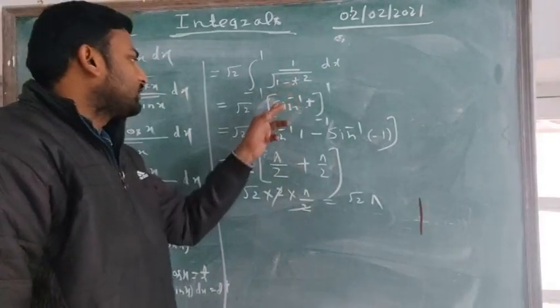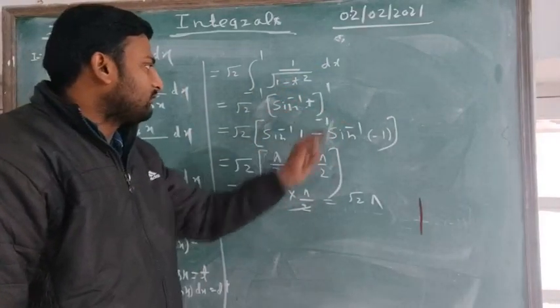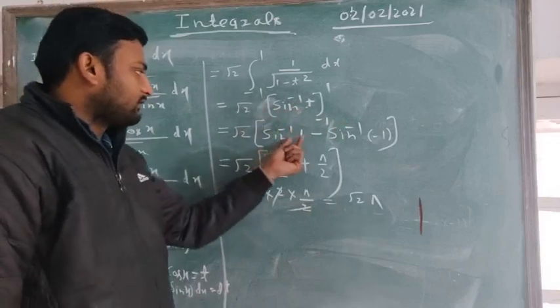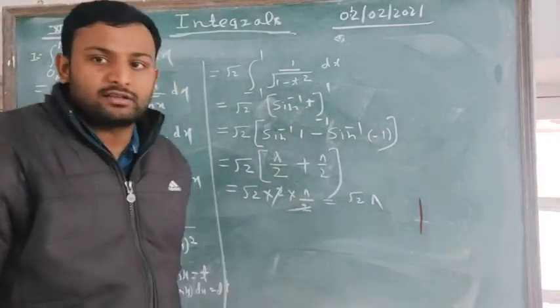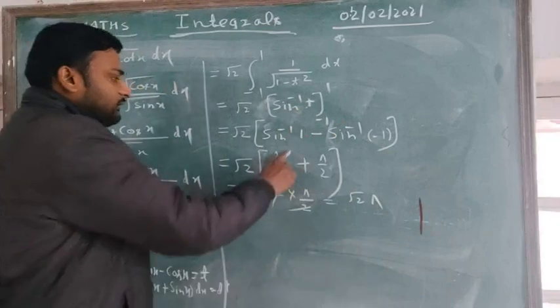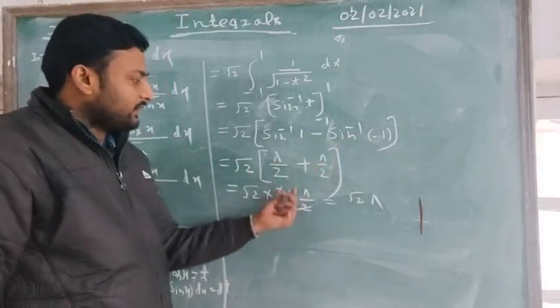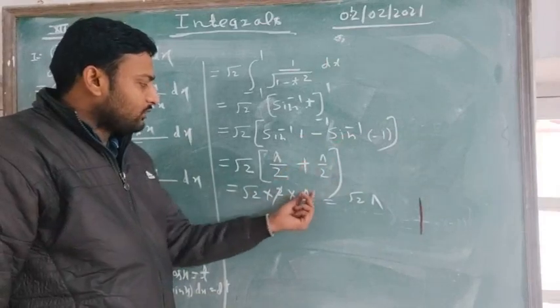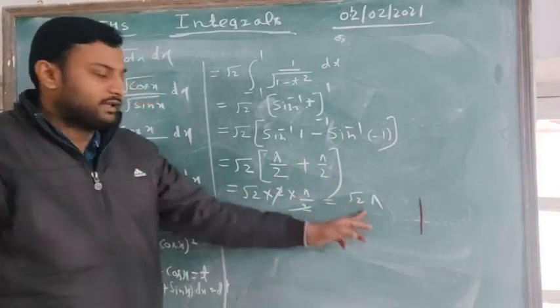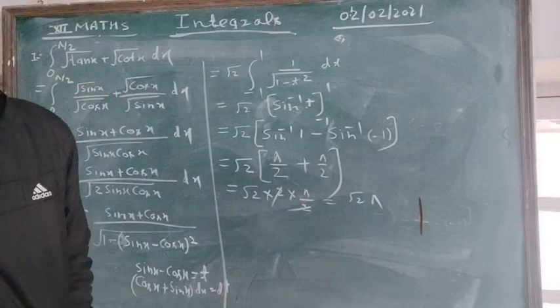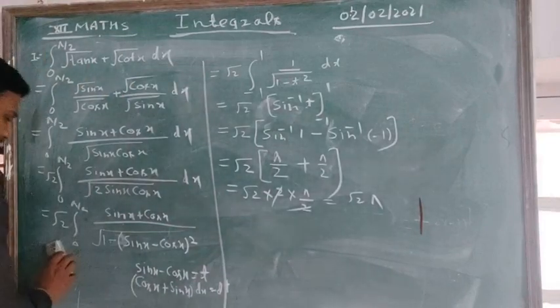Now this we can write, students, as sin inverse t from minus 1 to 1, and this is sin inverse 1 minus sin inverse minus 1. Okay, students, and this part we can write pi by 2, and this is again pi by 2. So when we add this, we get 2 into pi by 2, and 2 and 2 will cancel. We get the result root 2 pi. I hope you understand, students.